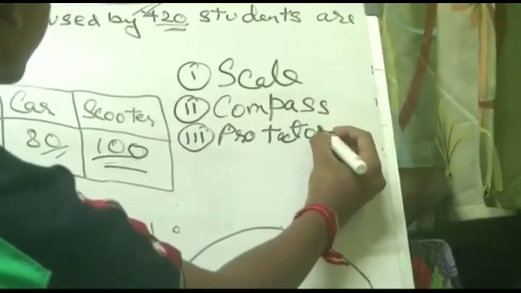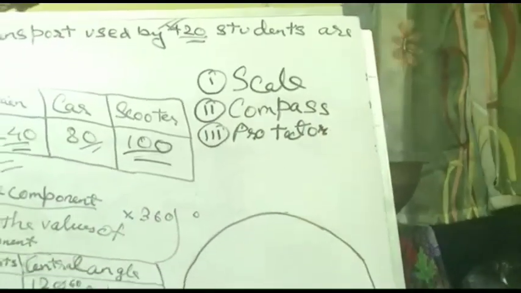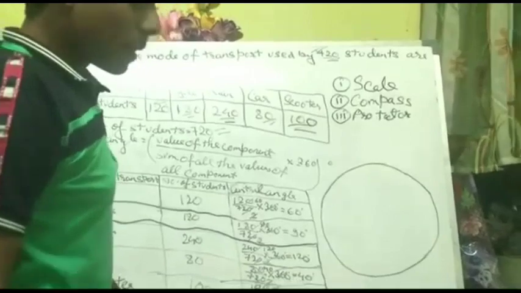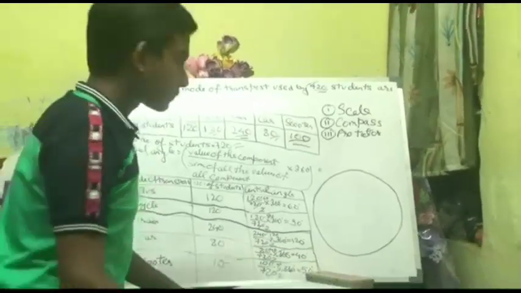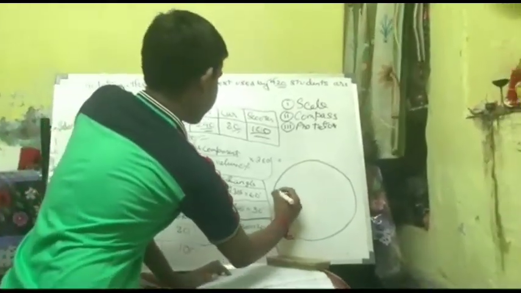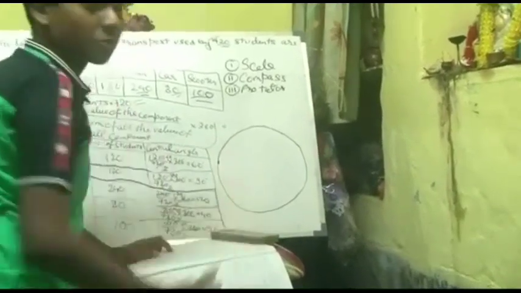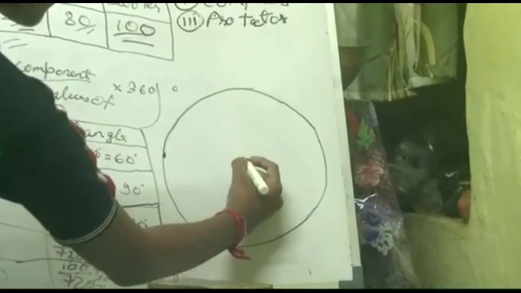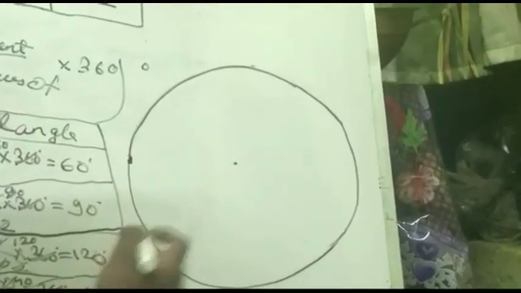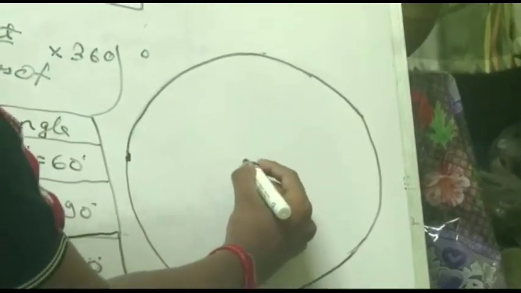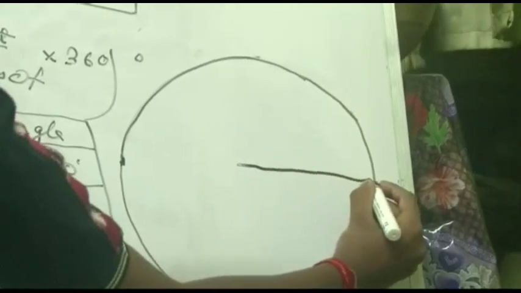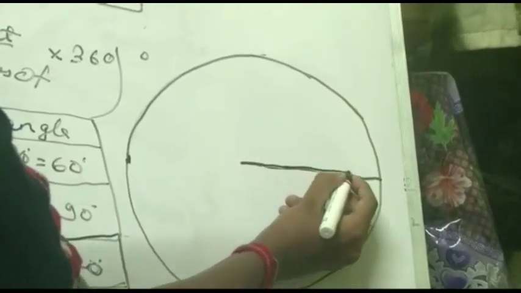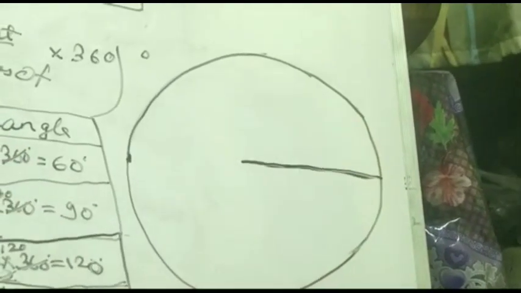Okay friends, so after drawing this box, we have to draw one circle. I have drawn this circle. So from the middle point, we have to draw one radius. Of any radius you can draw one circle. And from the middle point we have to draw one radius.